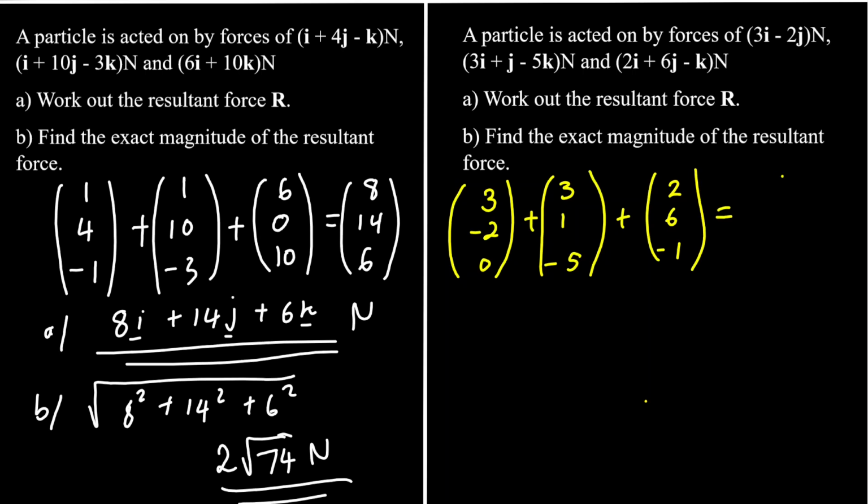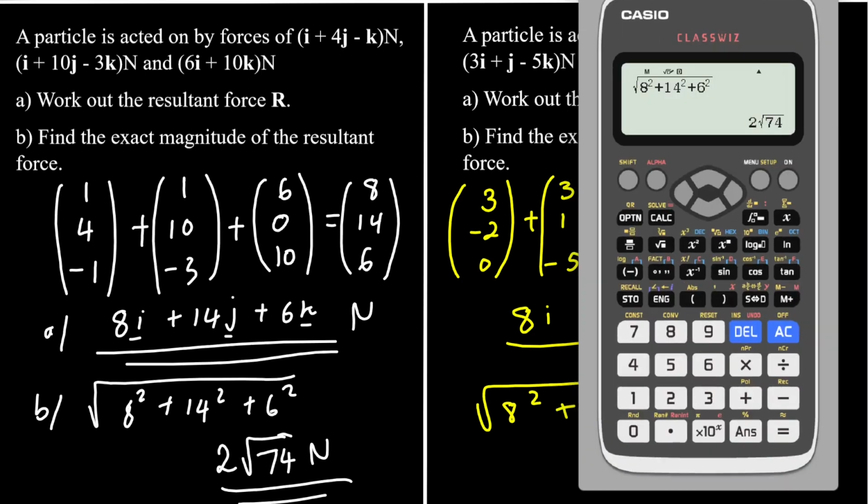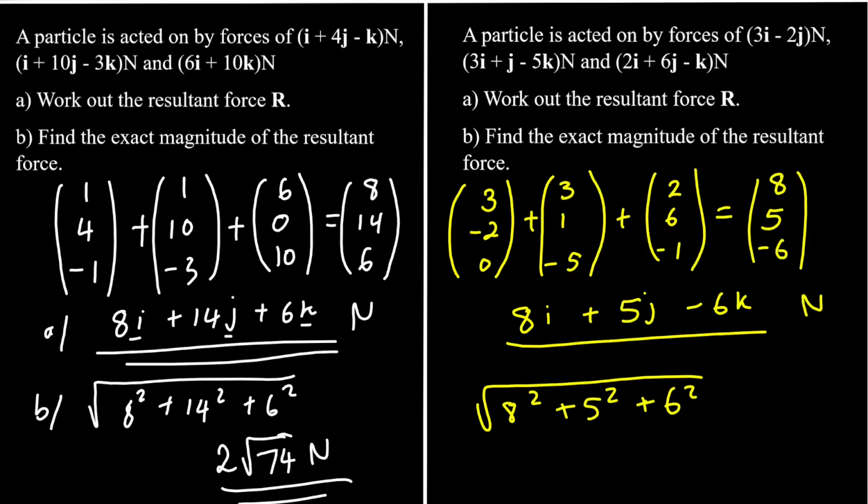So add them all together, we get 8 in the i's. We have -2 plus 1 plus 6, so that's 5 in the j's, and -6 in the k's. So we've got 8i plus 5j minus 6k newtons. The magnitude, Pythagoras. So the square root of 8 squared plus 5 squared plus 6 squared is 5 root 5. So it's 5 square root 5 newtons.